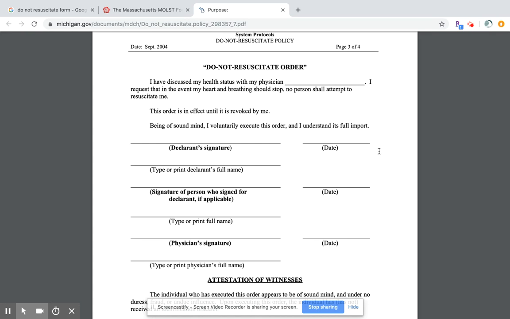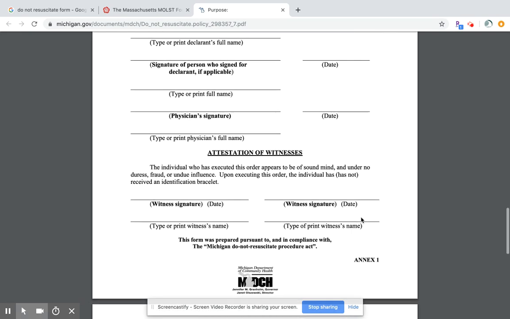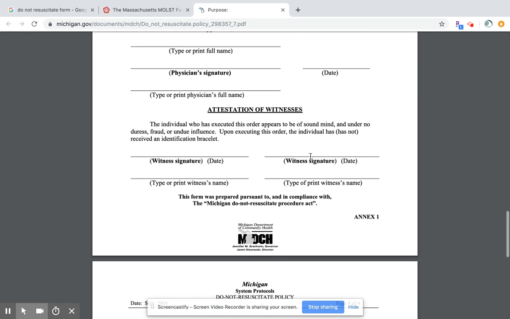Okay, so the person has to sign it and print. The physician has to sign it. Then you have witnesses that have to sign it.